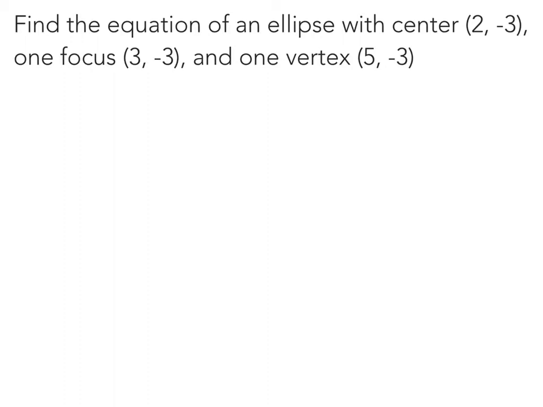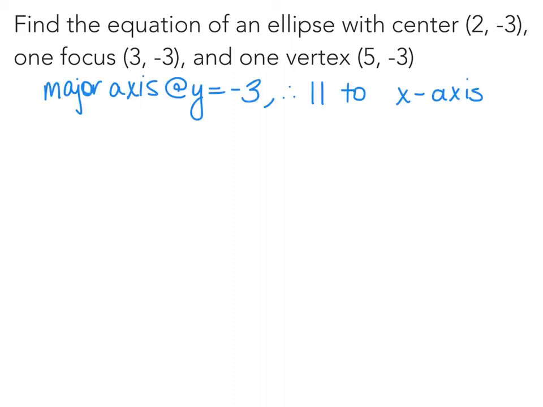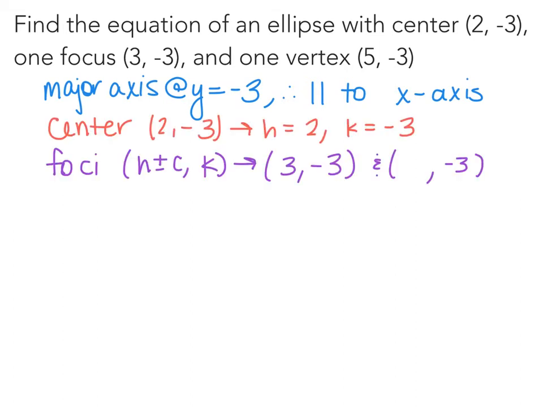Let's check out a quick example. So let's find the equation of an ellipse with the center at 2, negative 3. One focus is at 3, negative 3, and one vertex is at 5, negative 3. The first thing that I notice is that all of these y values are at negative 3. So that tells me that my major axis is at y equals negative 3, and therefore it's parallel to the x-axis.